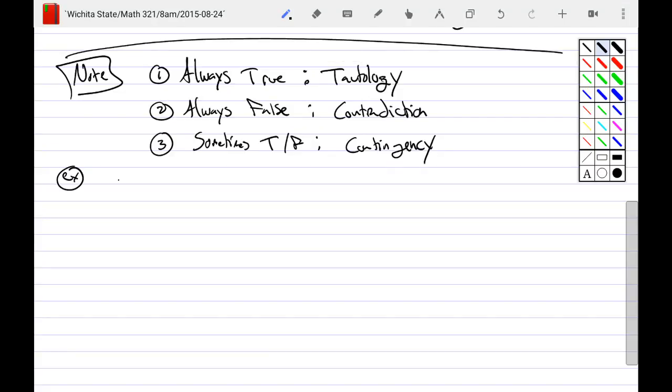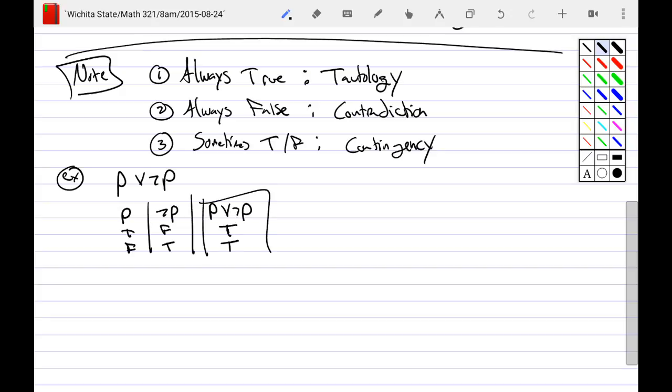Consider P or not P. If I make the truth table, I only see one variable, so I'm only going to have 2 rows. It's either true or false. What would not P be then? False, true. And then what would be P or not P? What's true or false? True. What's false or true? True. So this is called a tautology, which would make sense.